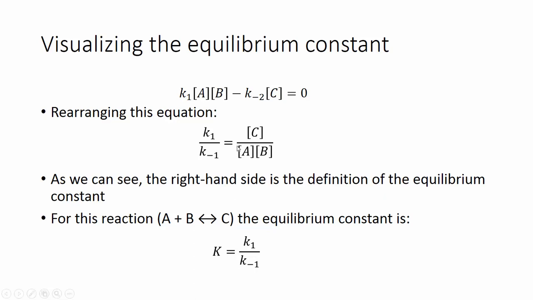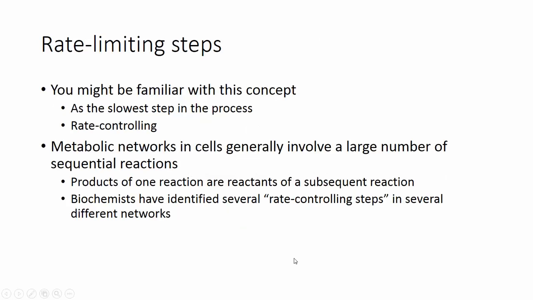So again, this should be negative 1 here. If we rearrange this equation, we get K1 over K negative 1 is equal to the concentration of C divided by the concentration of A times the concentration of B. As we can see, the right-hand side of the equation is the definition of an equilibrium constant. So for this reaction, A plus B yields C, the equilibrium constant is K1 divided by K negative 1.